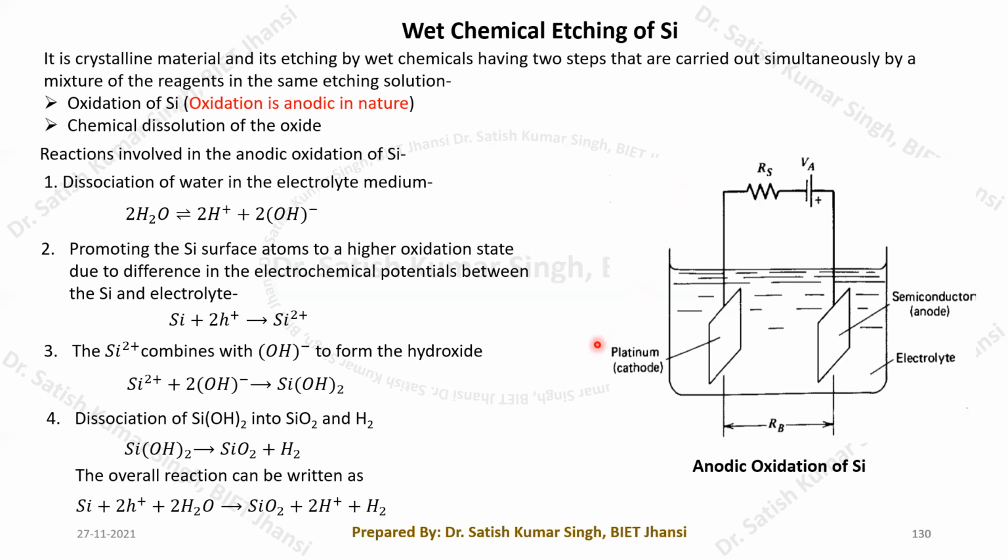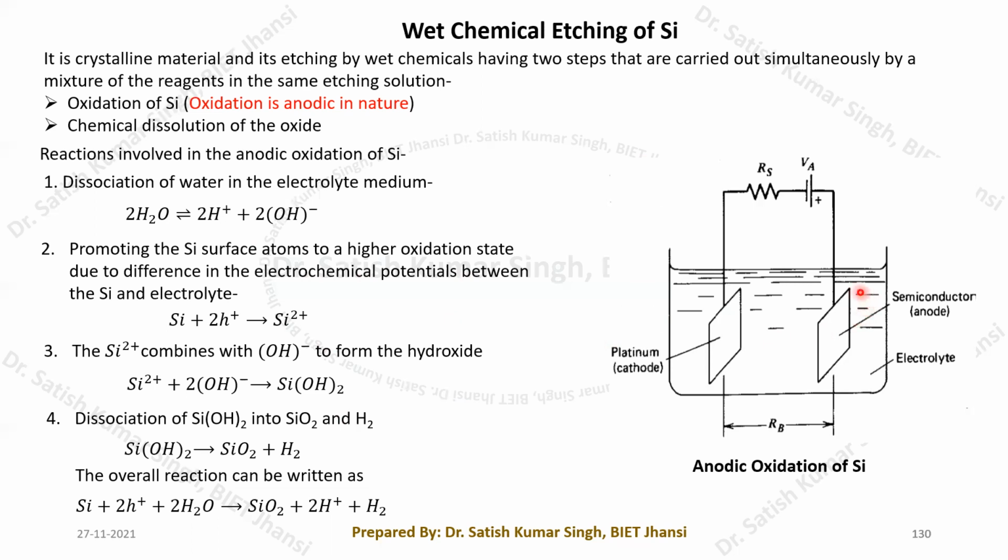But in the case of gallium arsenide, the quality of the oxide layer from anodic oxidation is much better than the thermally grown oxide layers. So generally for gallium arsenide it is preferred, but for silicon it is not preferred. So hopefully you must be able to understand that.